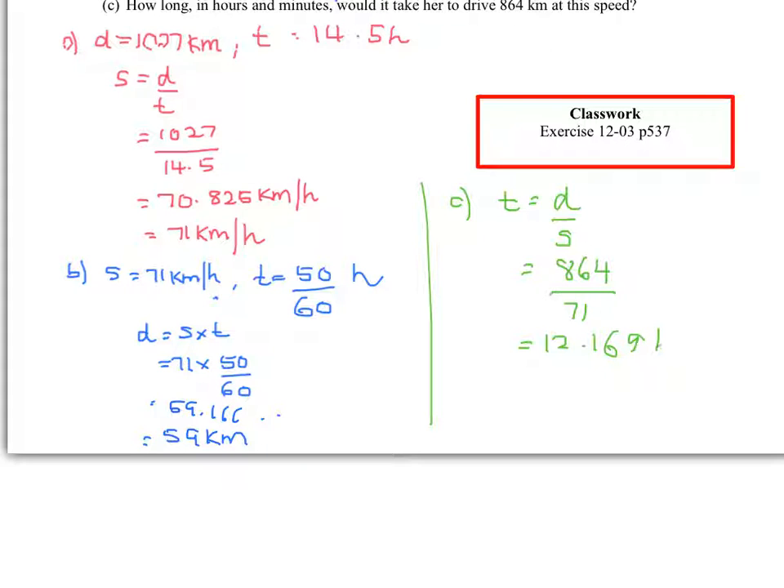Now this is in hours, and as we've talked about before, we don't leave our answer just like this. It would probably be best to change that into hours and minutes. So we're going to use once again our bubble key on our calculators, and when we do that we get 12 hours and 10 minutes.